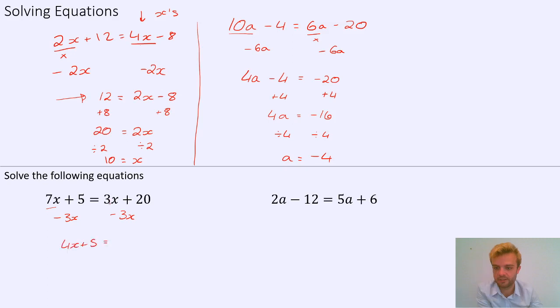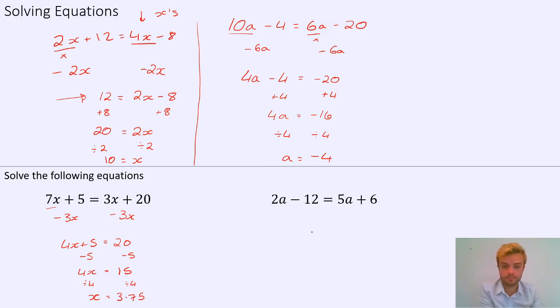just 20 left. Next, I'm going to take away 5 to start getting the x by itself, which leaves me with 4x equals 15. And finally, I'm going to divide by 4 to get x by itself, and 15 divided by 4, half it and half it again. 15 divided by 2 halved is 7.5, and half of that is 3.75. That might be a calculator question. And that's it. X is 3.75.